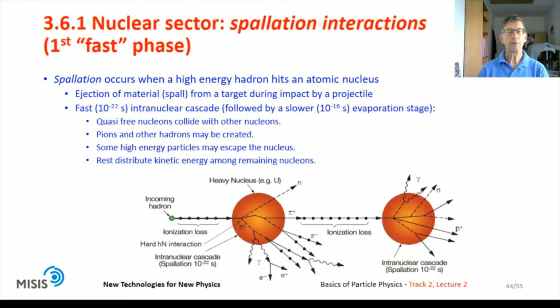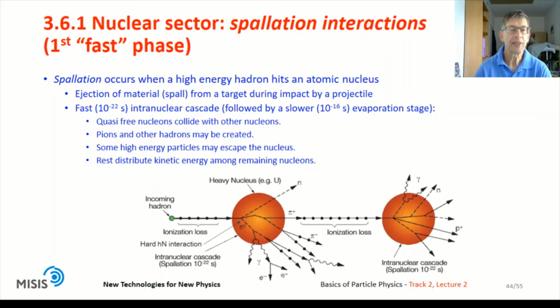So if we look at what happens inside the nucleus, the nuclear sector, we have spallation interactions. Spallation occurs when a high energy hadron hits an atomic nucleus, and then there's ejection of material from the target during the impact by the projectile. That is what a spall is. Now there are two phases. There's a fast intranuclear cascade, which happens in 10 to the minus 22 seconds, followed by a slower evaporation stage where particles are ejected from the nucleus.